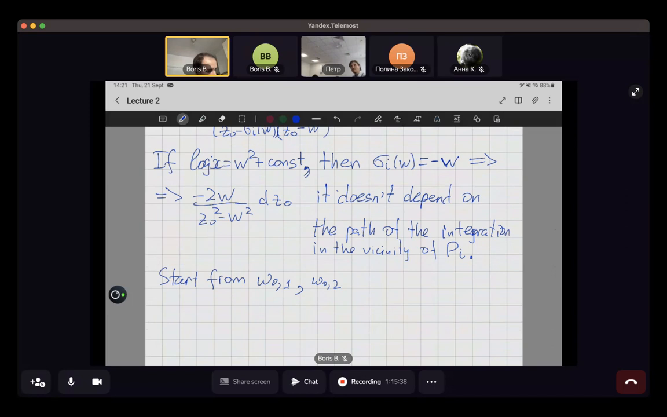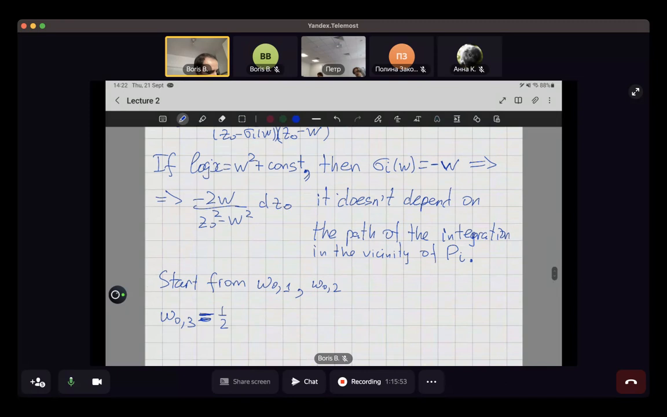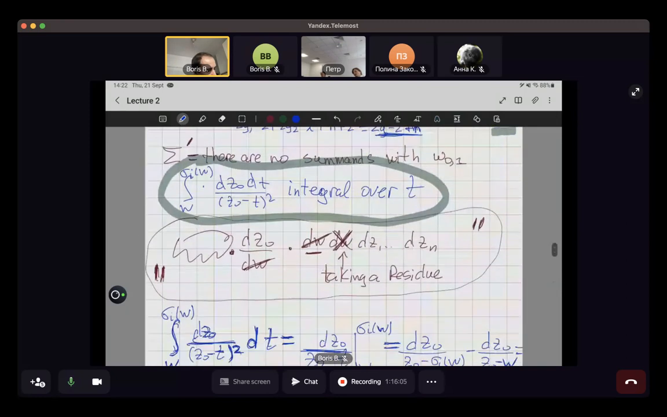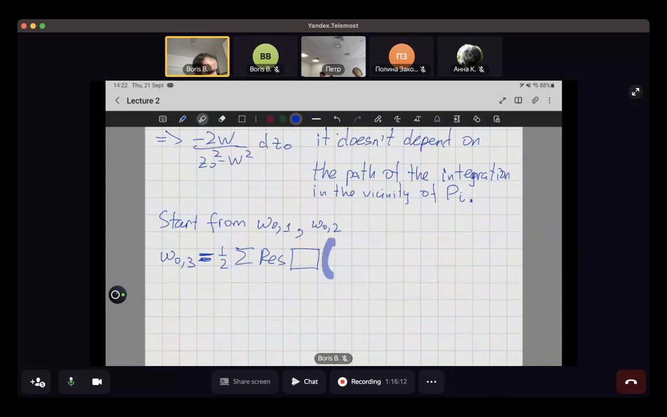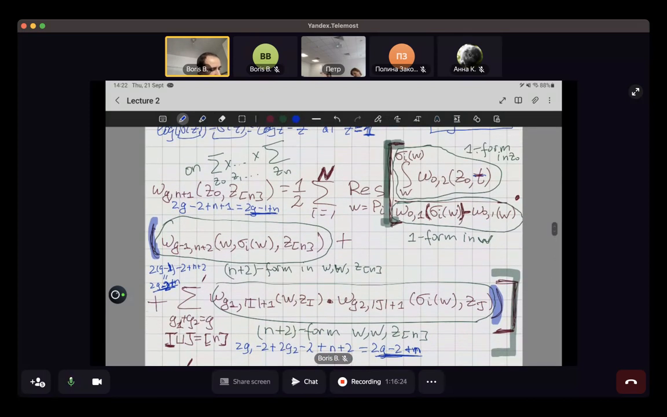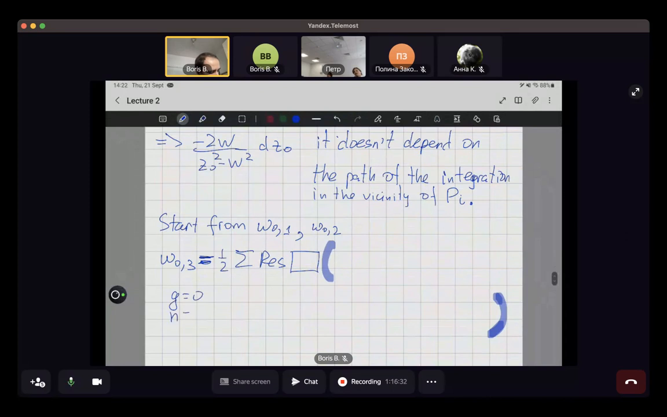We obtain, for example, omega 0,3, which is, for example, yes. So we have there, who is omega 0,3? Yes, we have this 1/2, some residue, doesn't matter by now, some prefactor, and in this big blue brackets, what we have? We have for omega 0,3, so we have G is equal to 0 and N is equal to 2.